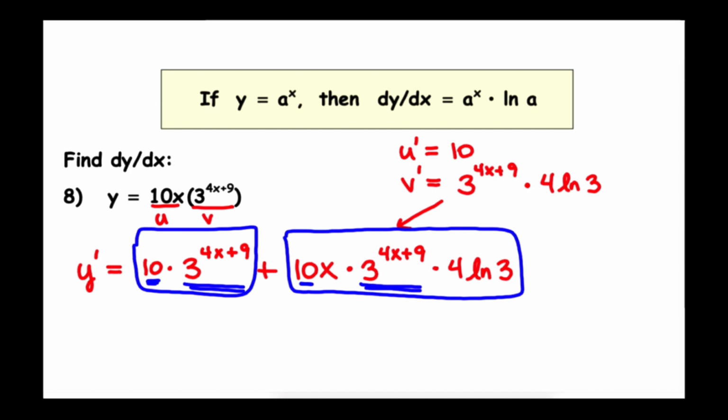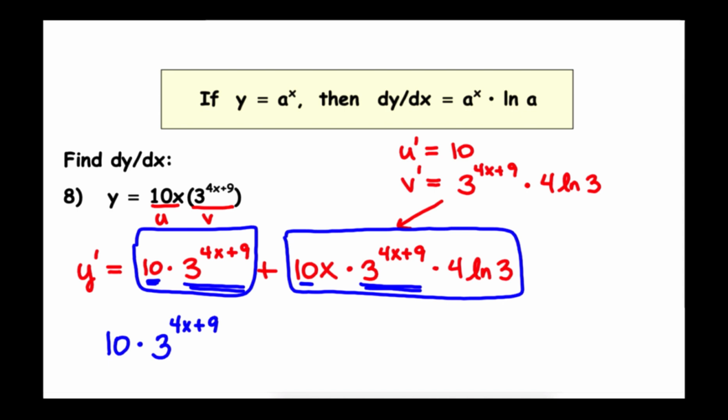So out comes the 10, as well as the 3 to the 4x plus 9 power. Again, let me repeat myself. This is not 30 to the 4x plus 9. Somebody's going to do it on the quiz. Just make sure it's somebody else, not you.